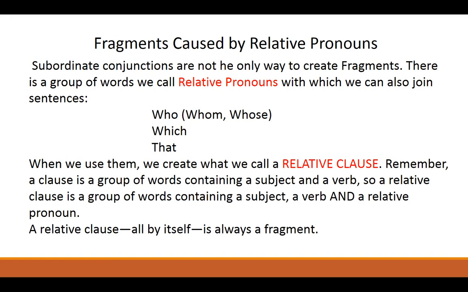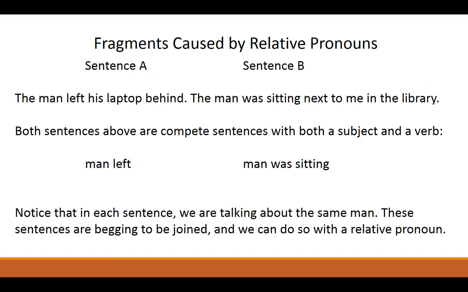When we use them, we create what we call a relative clause. So remember, a clause, again, is a group of words containing a subject and a verb. So a relative clause is a group of words containing a subject and a verb and a relative pronoun. Pretty simple, actually. Remember, a relative clause all by itself is always a fragment. It can't stand by itself. Just like when you stick a subordinate conjunction on any sentence, that sentence cannot stand alone anymore. Same thing with a relative pronoun. You stick that in a sentence, it can no longer stand by itself.